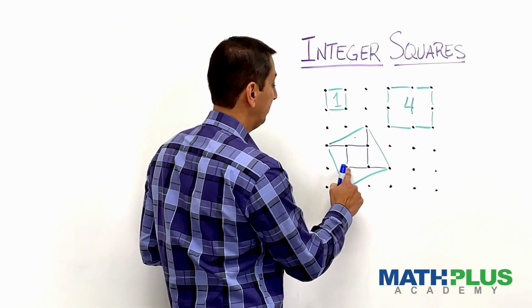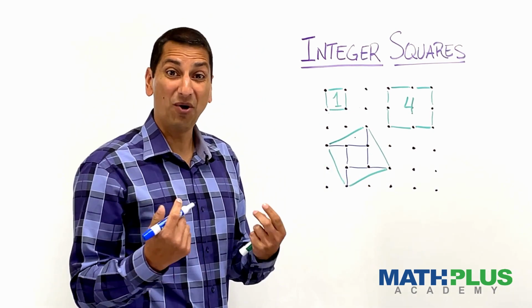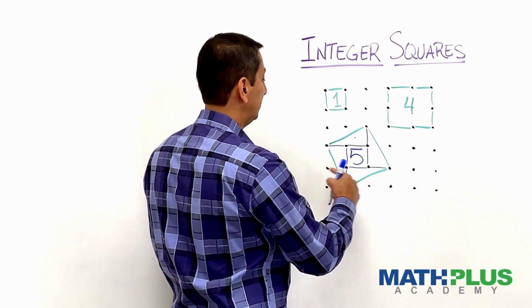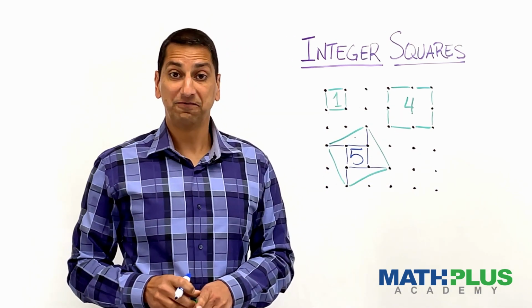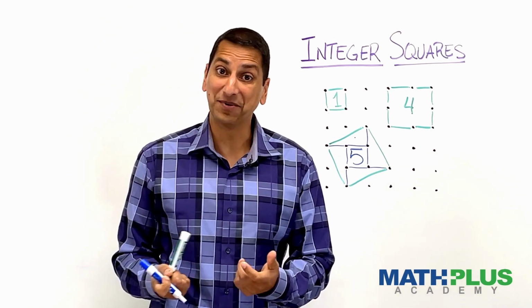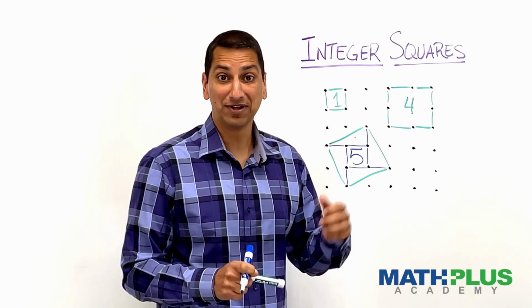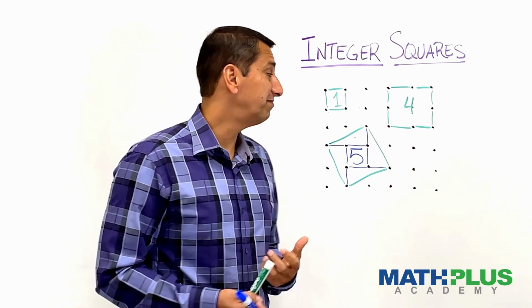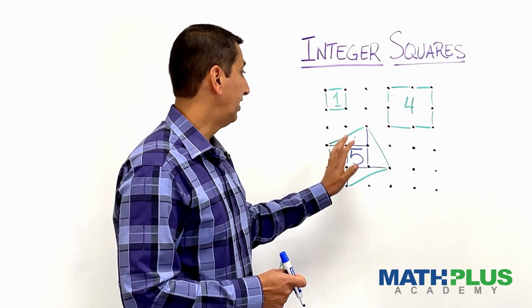So 1, 2, 3, 4, and that one's worth 1. So the whole thing is worth 5. So this green square has area 5. Now that's just one way you could find the area. There are other ways to do it. You can count the dots on the perimeter and on the inside, and that's a different math treat that we worked on. So now I've made a 1, a 4, and a 5.